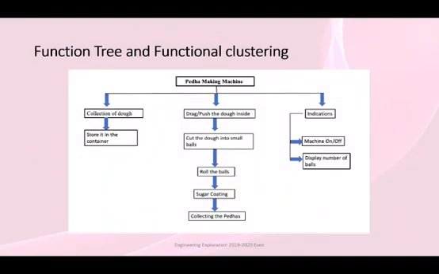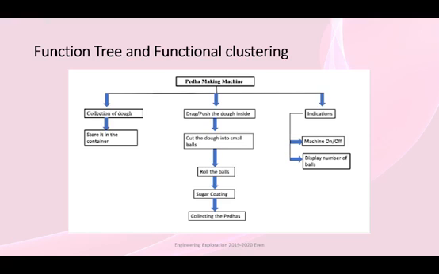Coming to the function tree and functional clustering. First, let's go to the function tree. As you can see, the function tree consists of 3 branches. Under the first branch, we have collection of dough and storing it in the container. Coming to the second branch, drag or push the dough inside, cut the dough into small balls, roll the balls, sugar coating, and then collecting the pedas.